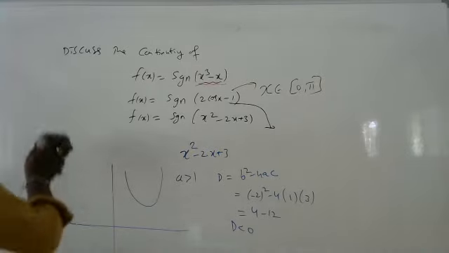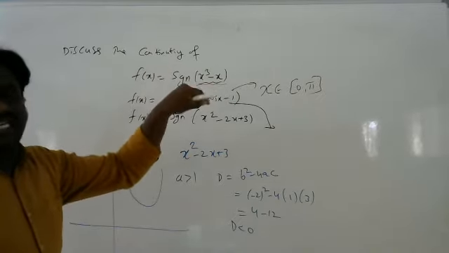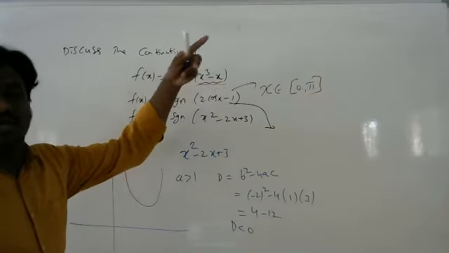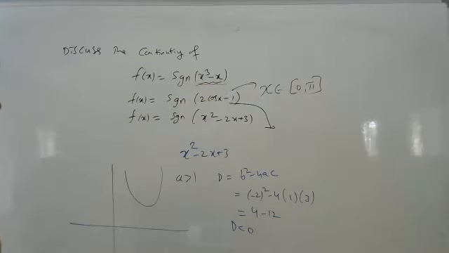No point of discontinuity. So this is the point you have to remember. Whenever you want to find the points of discontinuity for signum functions, you have to check when the function under it is going to become zero. That's all you have to check.